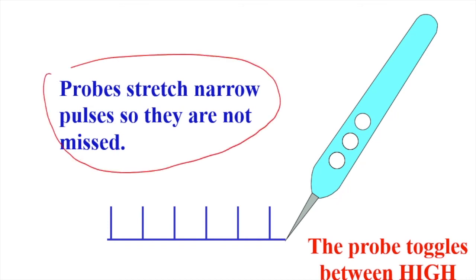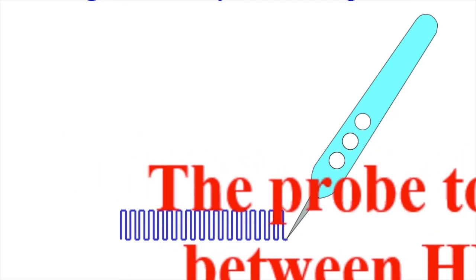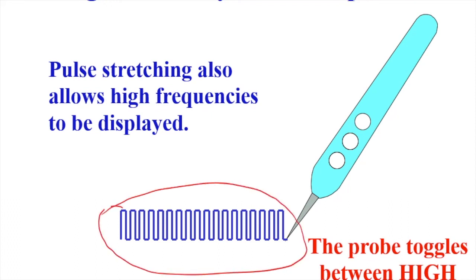Some probes stretch the narrow pulses. If it gets too narrow, the probe could miss it. But when you deal with anything with higher frequencies, it's much better to use a frequency counter or a scope.